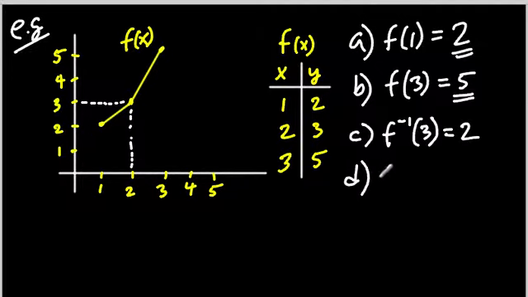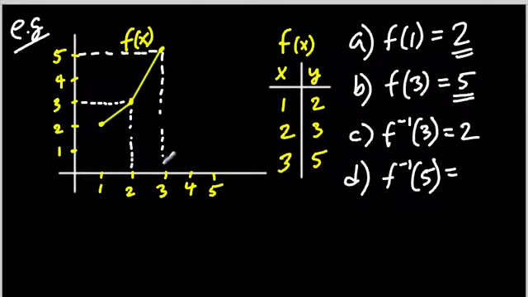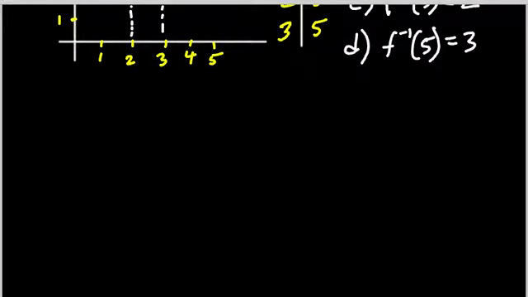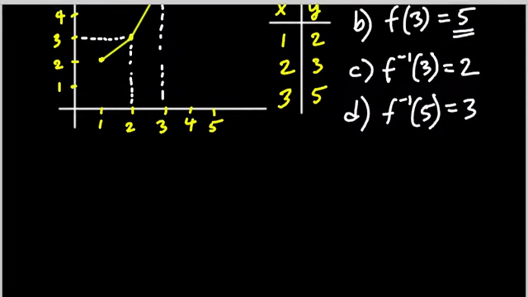Let's do one more. What is f inverse of 5? What this means is now I'm looking at the outputs. Because it's an inverse, it's the exact opposite. So 5, I'm just looking right there. And what is the corresponding input? Well, it's 3, right?